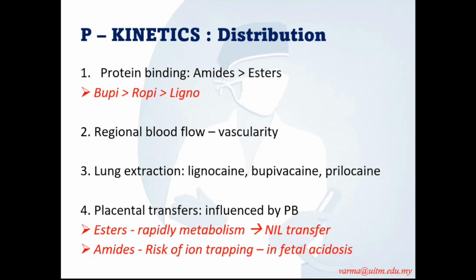So they are present more in the ionized form and they get trapped. They cannot come out from the fetus. That is what is called the risk of ion trapping. When they get trapped in the fetal circulation, they can cause more harm and toxicity. That is what we understand by ion trapping. We'll come back to this when we talk about ionization and pKa again.